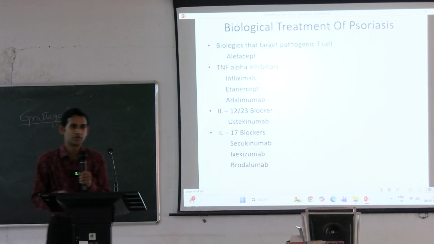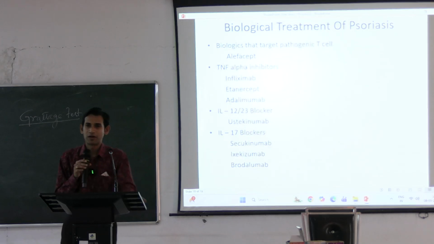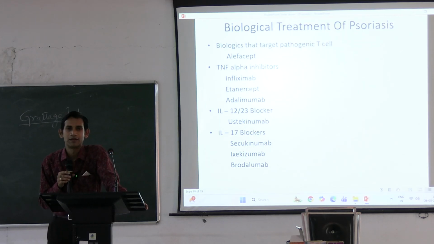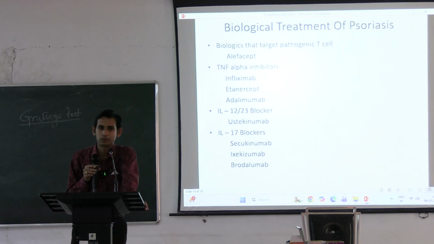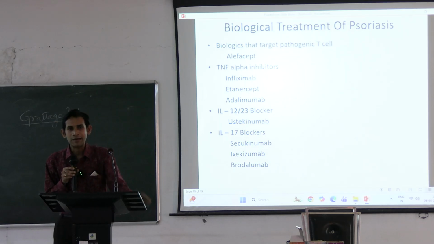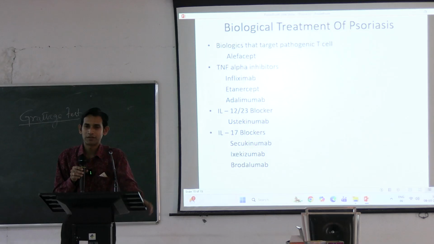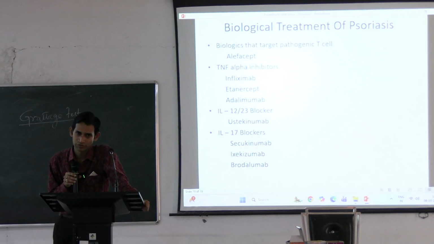Now, coming to the biologics. What are the biologics used in the treatment of psoriasis? Biologics basically inhibit the progression of the joint disease in psoriatic arthritis. Biologics are a very good drug for the treatment of resistant chronic plaque psoriasis and psoriatic arthritis. They prevent the progression of the joint disease in psoriatic arthritis.